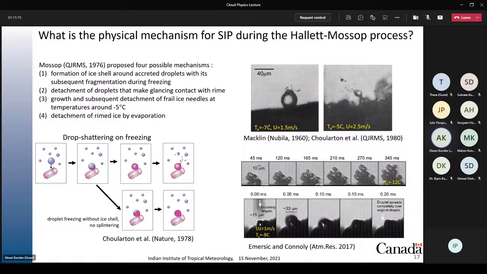Mossop in 1976 proposed four possible mechanisms. The first is the formation of a shell around a droplet accreted on ice. This is a conceptual figure of it. After contact with the ice particle, the droplet starts freezing, creates a shell, and eventually generates ice splinters. The second mechanism is that the droplet could be detached if the contact is weak. For example, we can see a droplet frozen on the surface of ice, and it may be detached if it's hit by another droplet or for whatever reason.